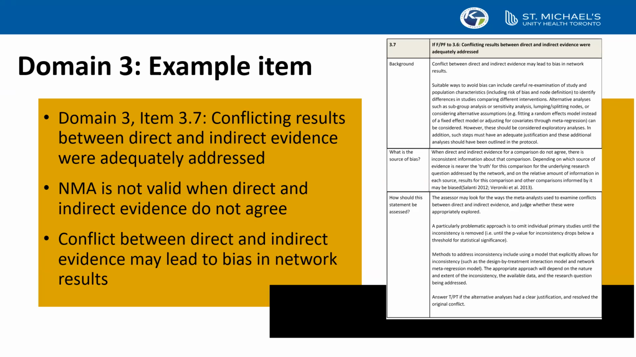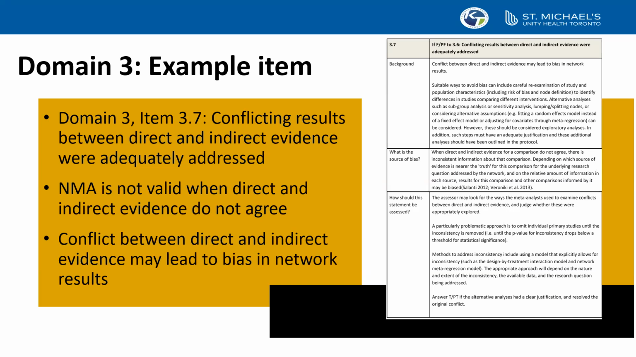The conflict between direct and indirect evidence may lead to bias in the network results. When the direct and indirect evidence for a comparison do not agree, there's inconsistent information about that comparison. Depending on which source of evidence is nearer to the truth, in parentheses for this comparison for the underlying research question addressed by the network, and on the relative amount of information in each source, the results of this comparison and other comparisons informed by it can be biased.